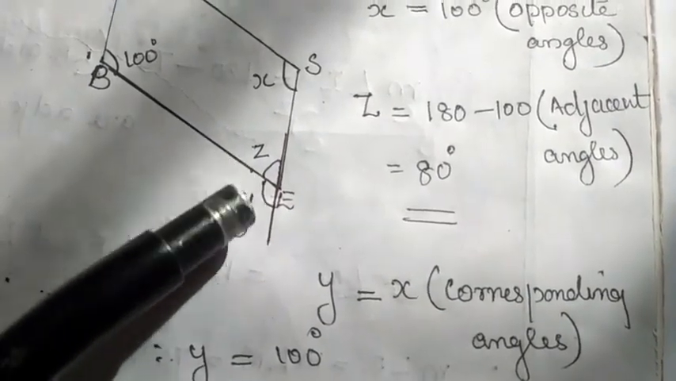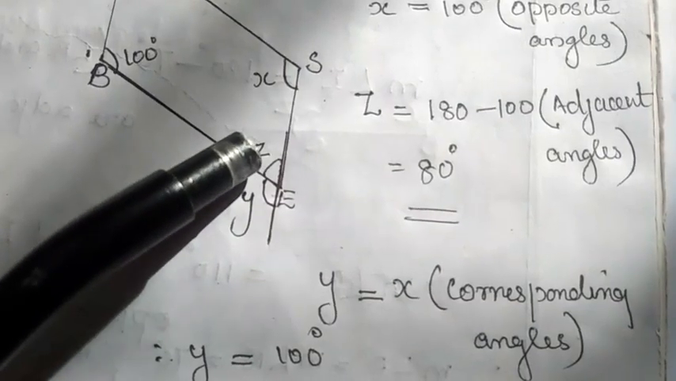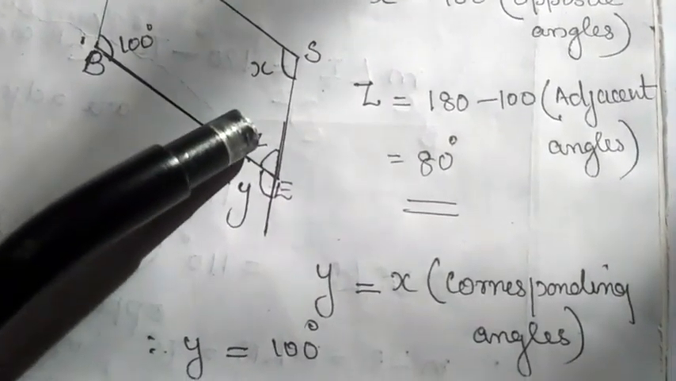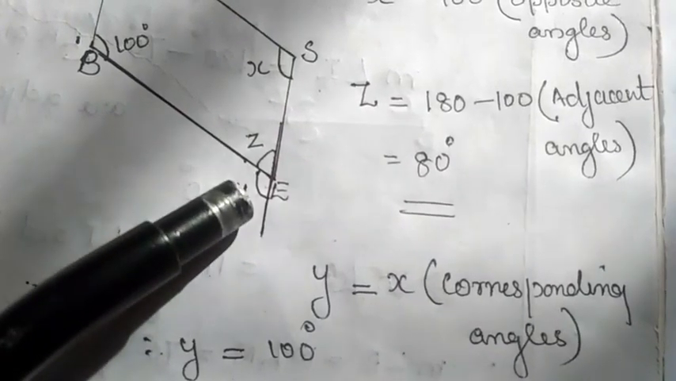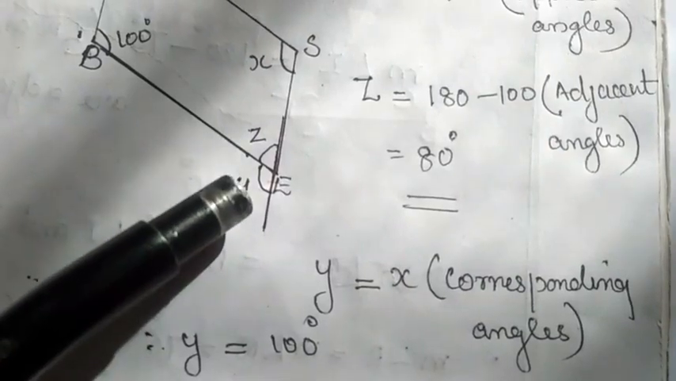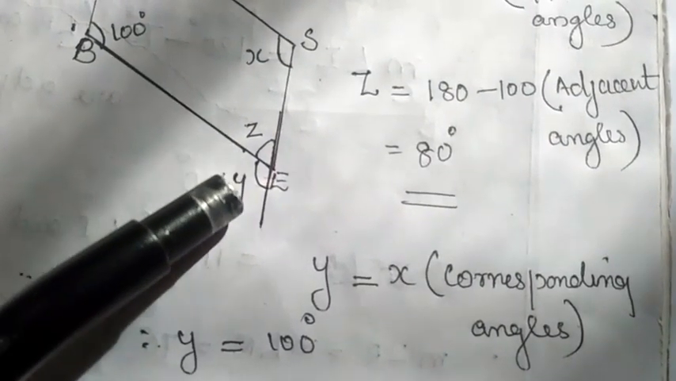Linear pair, what do you mean by linear pair? The angles made by a straight line. That is, the sum of these two angles will be 180 degree. Linear pair means the angles made by a straight line and they are supplementary.